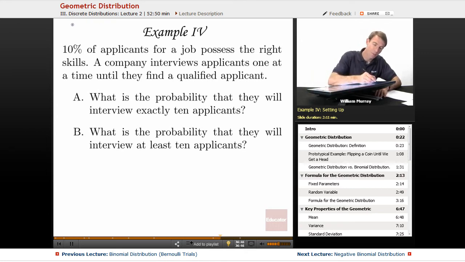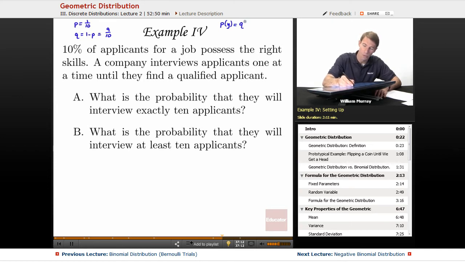Let me fill in my parameters here. The probability of any given person being a worthy applicant for the job is 10%, so that's 1/10. The Q is always 1 minus P, so in this case, that's 9/10. And let me write down some of the formulas that we had earlier on in the lecture because those will be useful for this. P of y is Q to the y minus 1 times P. And the probability that y is greater than or equal to any particular value is just Q to the y minus 1.